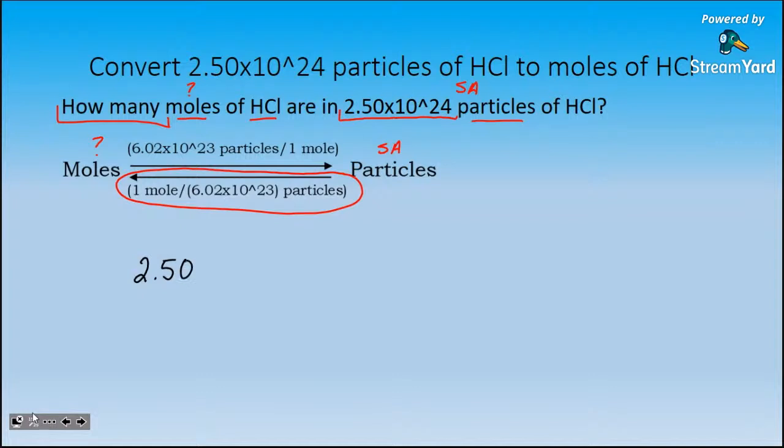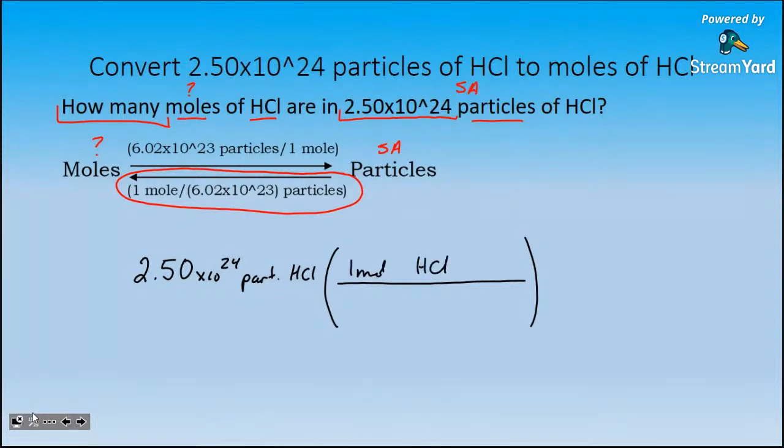But I'm still going to take my starting amount and start with it. 2.50 times 10 to the 24th. And this is particles of HCl. And then my conversion factor. And in that conversion factor, I'm going to have 1 mole of HCl in my numerator. And in my denominator, I'm going to have Avogadro's number, 6.02 times 10 to the 23rd, and that is particles HCl.